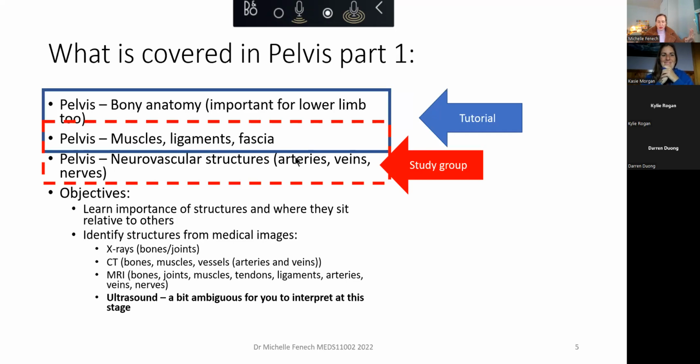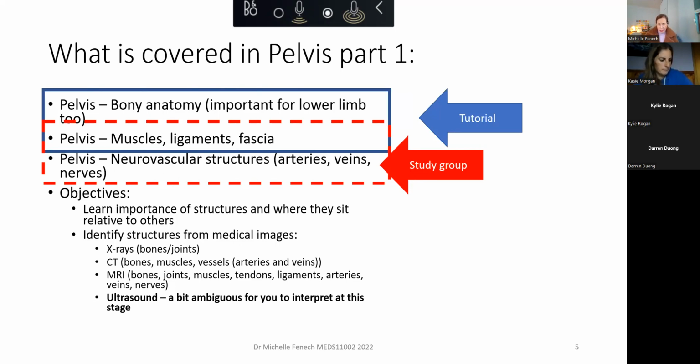So we're going to do a tutorial today. This was sort of pelvis part 1. We're talking about bony anatomy, muscles, ligaments and fascia, and then neurovascular structures. I'll probably get through bony anatomy and muscles today in this tutorial, and then we'll come back on Thursday and get through these neurovascular structures.